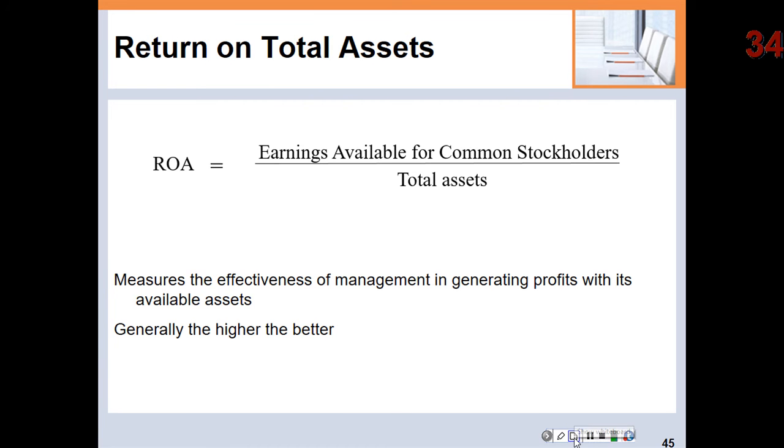Okay, so what that tells us is, for this company, we're going to look at the earnings available to common stockholders, which we just calculated as 221 divided by total assets. So, ROA: 221 divided by total assets of 3597.